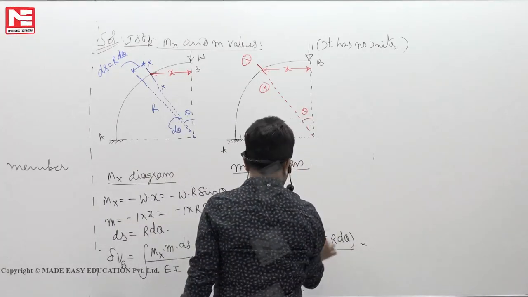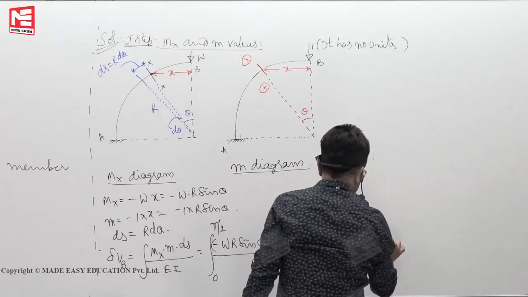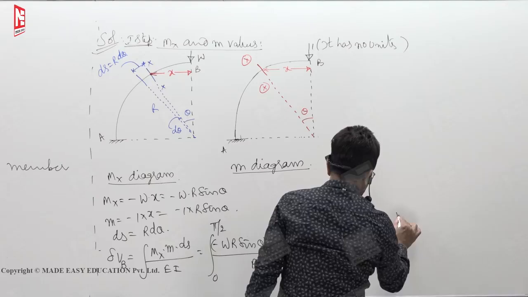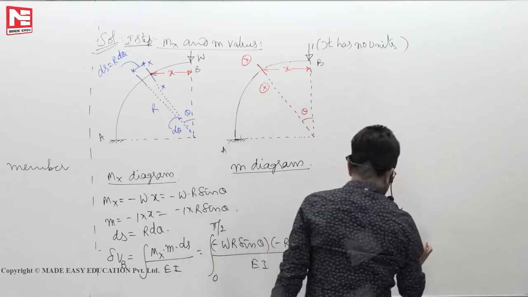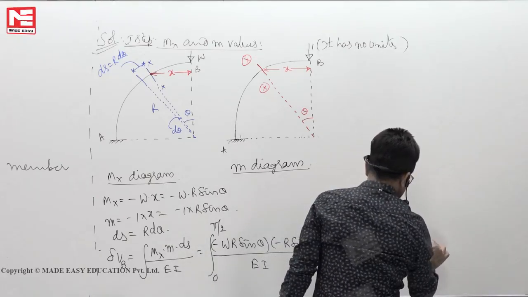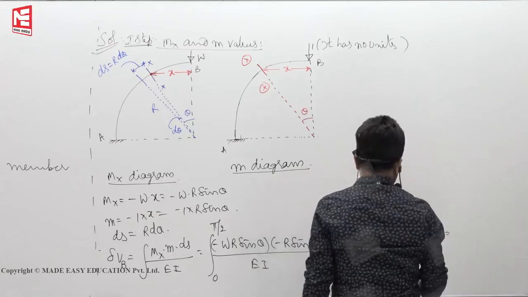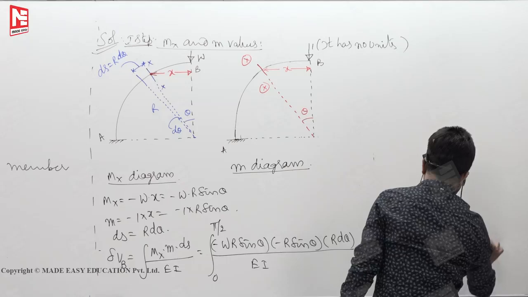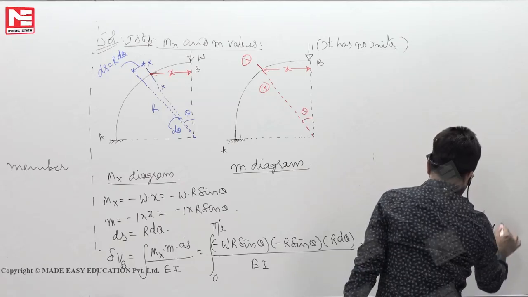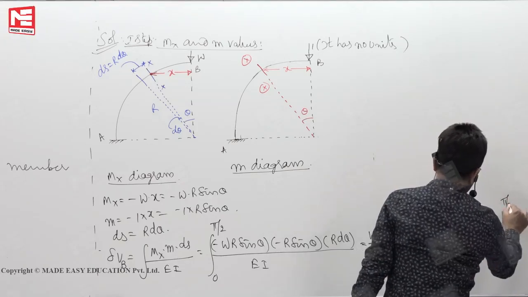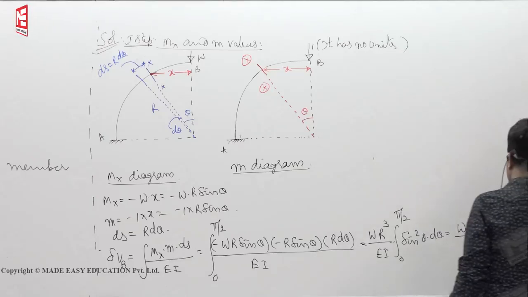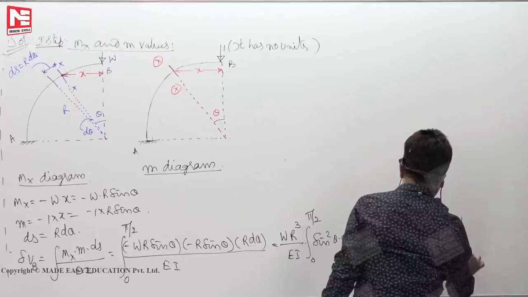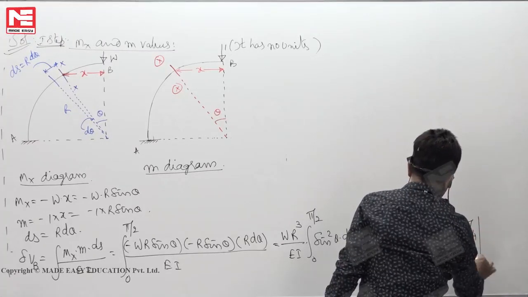So r you can take out. W r cube by EI, integral from 0 to pi by 2 of sine square theta d theta. So this is simple integration, we know. W r cube by EI, sine square theta means theta by 2, 0 to pi by 2. So you will get W r cube by EI into pi by 4.